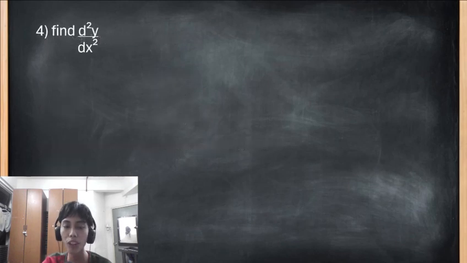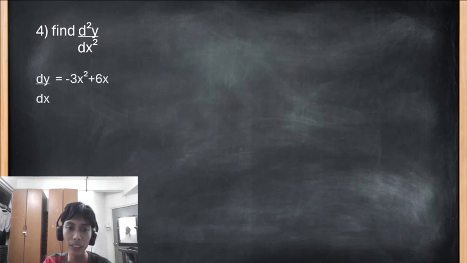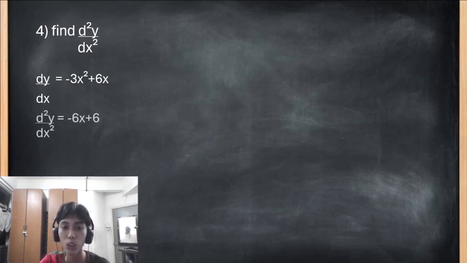For step 4, we have to find d²y/dx². This step is simple like step 1. All we have to do is the same as in step 1, by differentiating. So here we have dy/dx equals negative 3x to the power of 2 plus 6x. So we have to differentiate again, and it will be negative 6x plus 6.